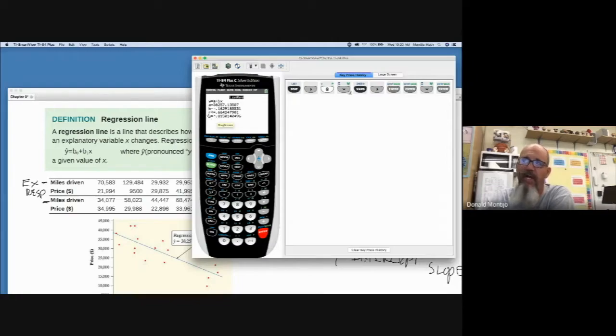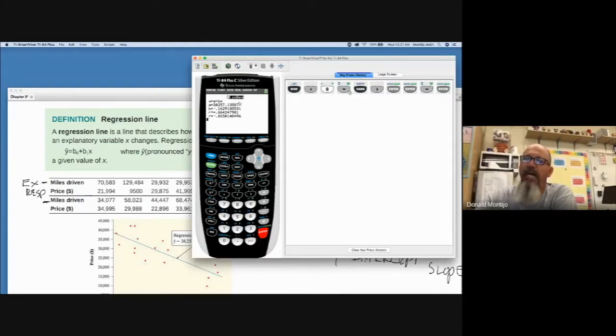And then we see this other value here, R squared. R squared, we're going to talk about here in a minute. All that R squared is, is R times R. So they took negative 0.81 times negative 0.81 to get this R squared value of 0.6642. Now again, all this equation is trying to give us a prediction line. So if we know how many miles are on our truck, we can predict the price that we would be able to sell it for.